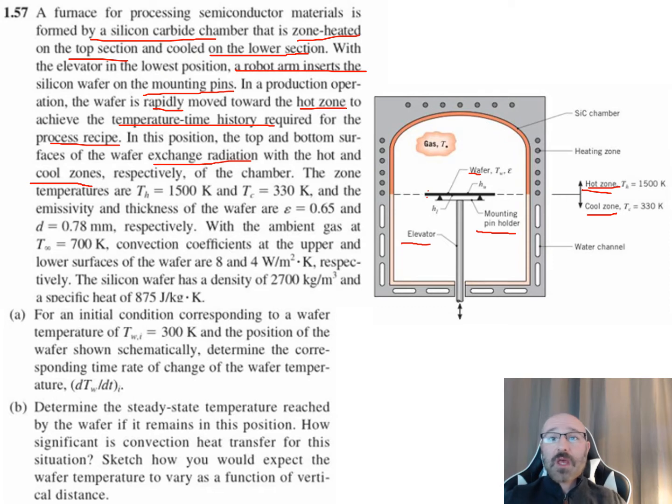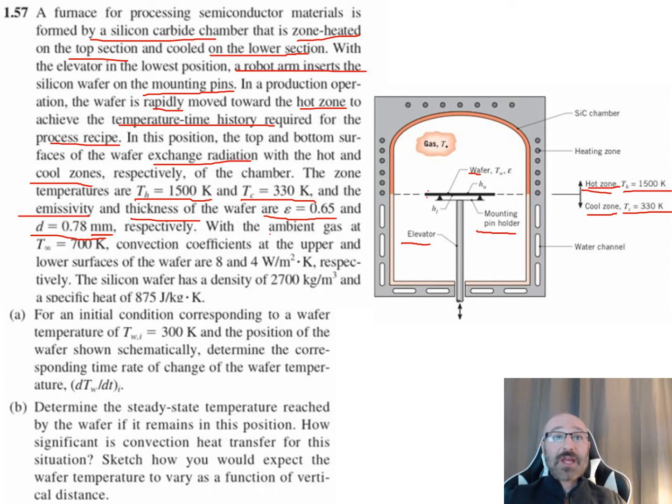Now it also tells us that the zone temperatures, T_H is equal to 1500 Kelvin, and T_C is equal to 300 K. So there's your T_H equal to 1500 Kelvin, and T_C is equal to 300 Kelvin. Again, pay attention to our units as we're doing this. Now they also give us our emissivity and thickness of the wafer. So our epsilon value is 0.65 and our thickness D is 0.78 millimeters. Again, pay attention if we're in millimeters or meters, make sure we do our conversions correctly later on.